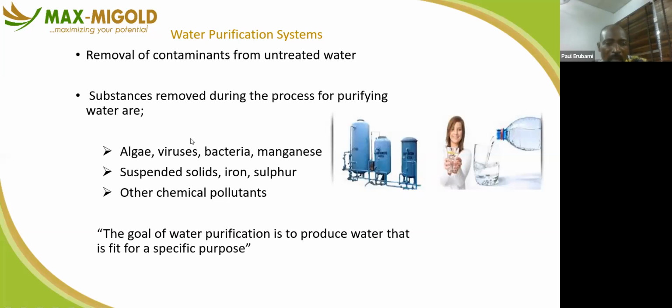So how do you remove contaminants from your water? They are removed during the process of purifying water through purification. And what are those things you are trying to take off from your water? You are trying to take out algae, viruses, bacteria, manganese, suspended solids, iron, sulfur, calcium, and trisocarbonate. Those are all chemicals dissolved in water that you are trying to get rid of through what we call the filtration system. So the goal of water purification is to produce water that is fit for a specific use.